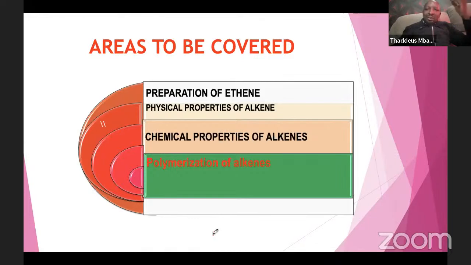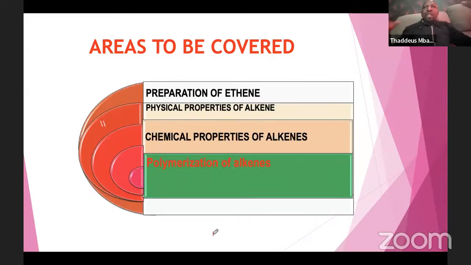Hiyo ndio inaleta izaleto kwa mtihani. We have physical properties of alkenes. We have the chemical properties of alkenes. The heart of organic chemistry 1 is on the alkenes. So you have to be very careful, especially with the chemical properties.